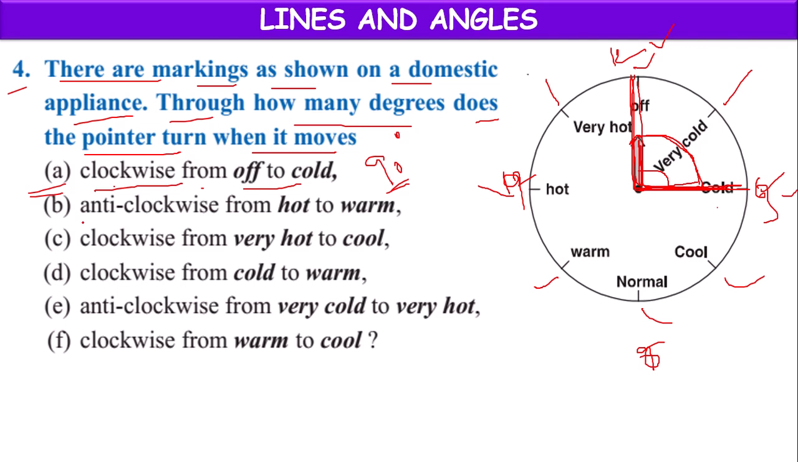Next, anti-clockwise. Clockwise means if it moves from 12 to 3, it is called clockwise. If it moves in the opposite direction, then it is called anti-clockwise. So anti-clockwise from hot to warm. Anti-clockwise means in this direction, it has moved from hot to warm. So this is the arc length covered in this rotation. Now the question is, what is the angle?